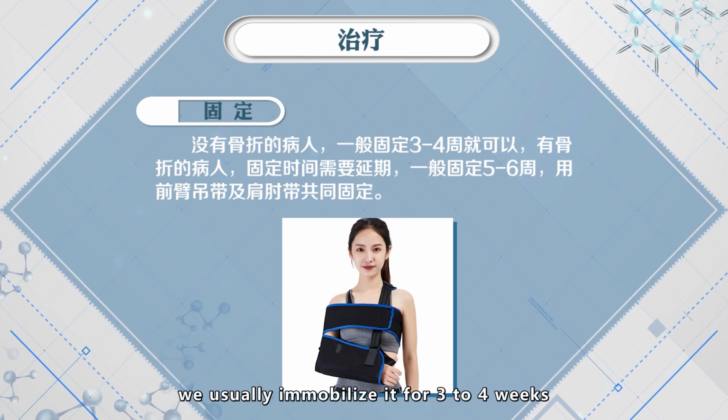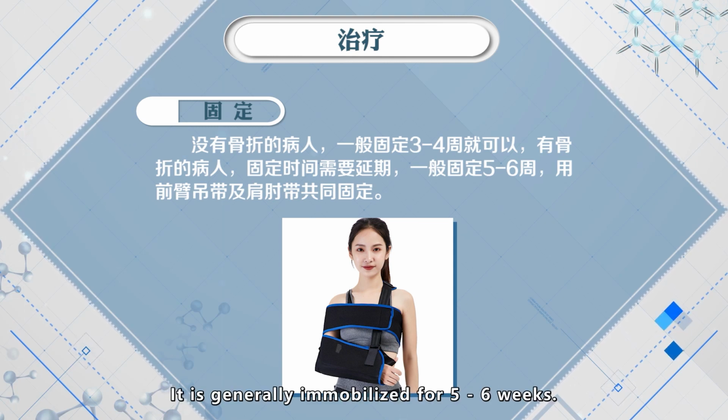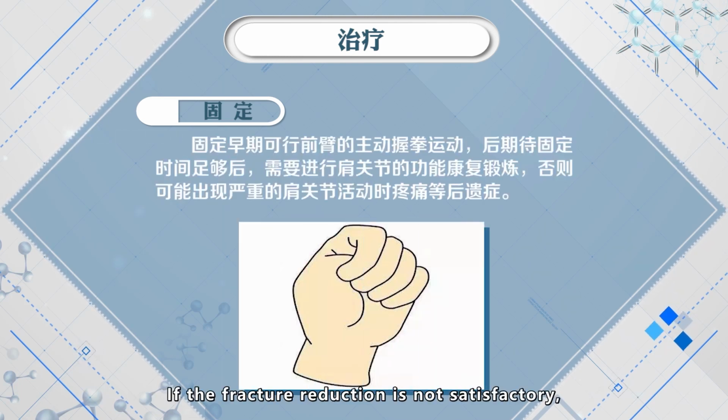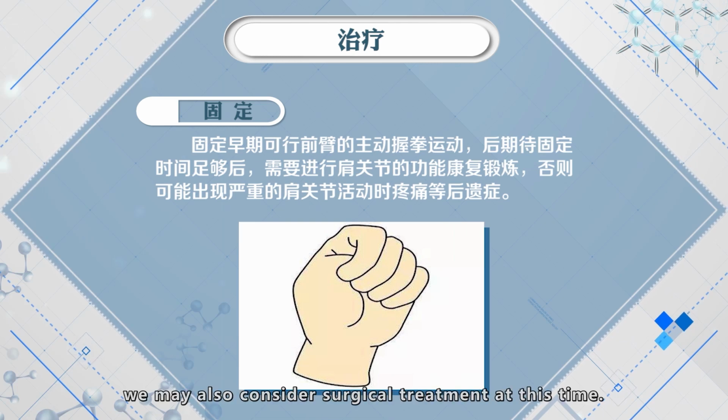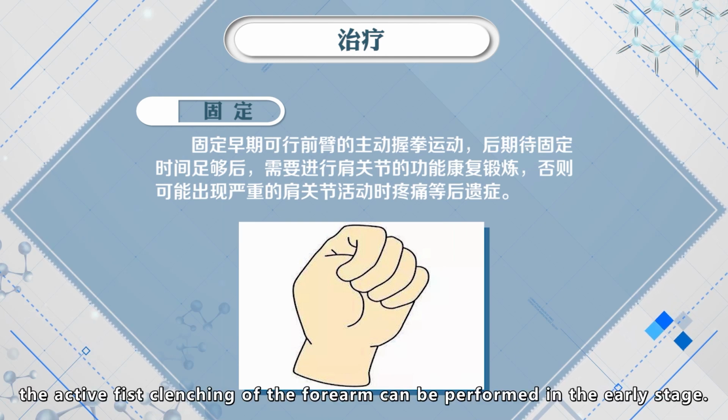Generally speaking, we usually immobilize it for 3 to 4 weeks in case of a patient without a fracture. In case of a patient with a fracture, it is recommended to extend the immobilization time. It is generally immobilized for 5 to 6 weeks. Forearm band and shoulder band are used for immobilization. If the fracture reduction is not satisfactory, we may also consider surgical treatment at this time. After the fixation, active fist clenching of the forearm can be performed in the early stage.